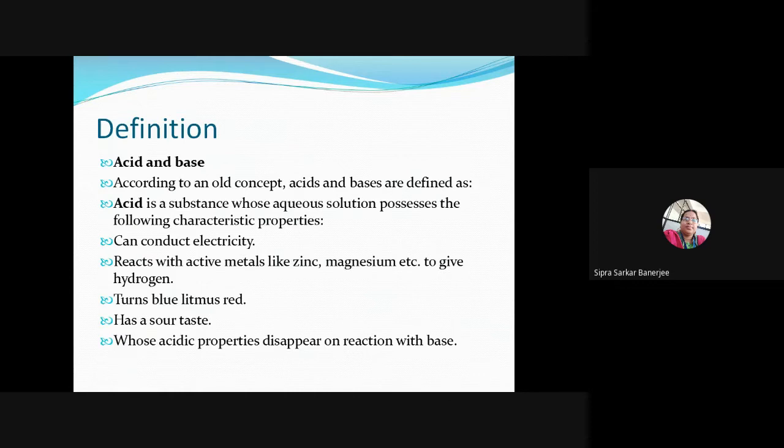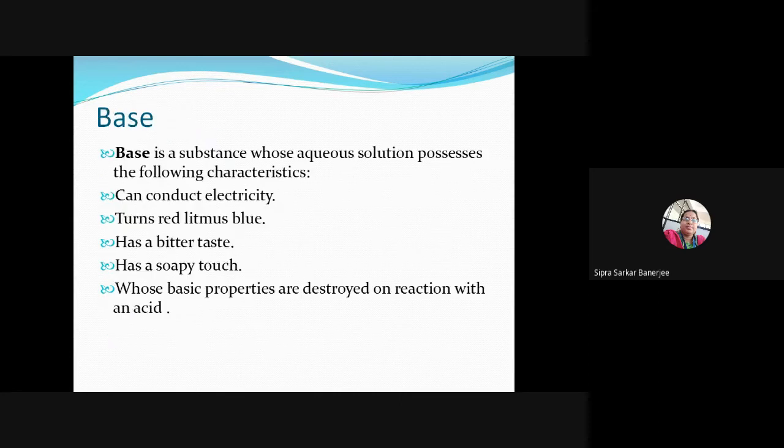First of all, I am going to the general old concept. Acid is a substance whose aqueous solution possesses the following characteristic properties. From the beginning we know that an acid can conduct electricity, reacts with active metals like zinc, magnesium, etc. to give hydrogen, turns blue litmus red, has a sour taste, and whose acidic properties disappear on reaction with a base. If some liquid has this type of property, then it is known as an acid.